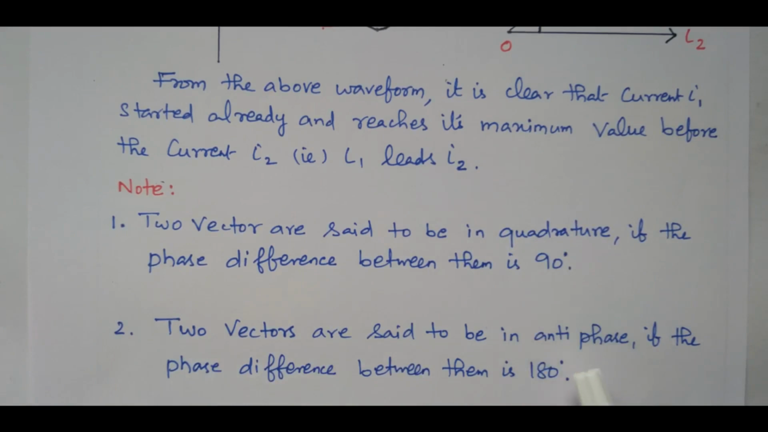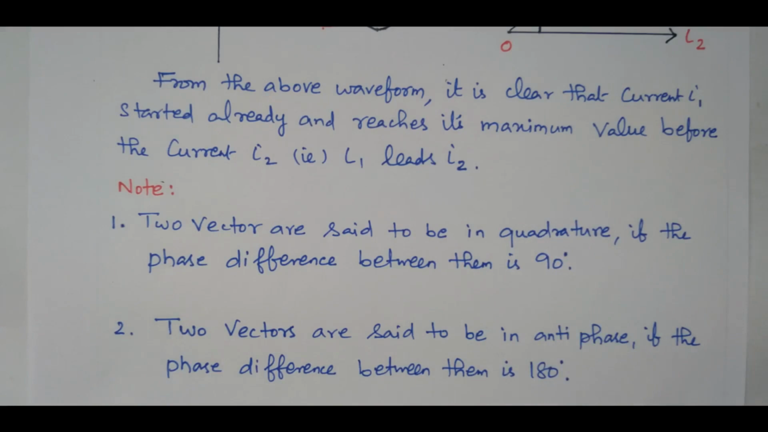Two vectors are said to be in anti-phase means 180 degrees. In phase means 0 degrees. So anti-phase means 180 degrees. So in phase means 0, anti-phase means 180 degrees, quadrature means 90 degrees.